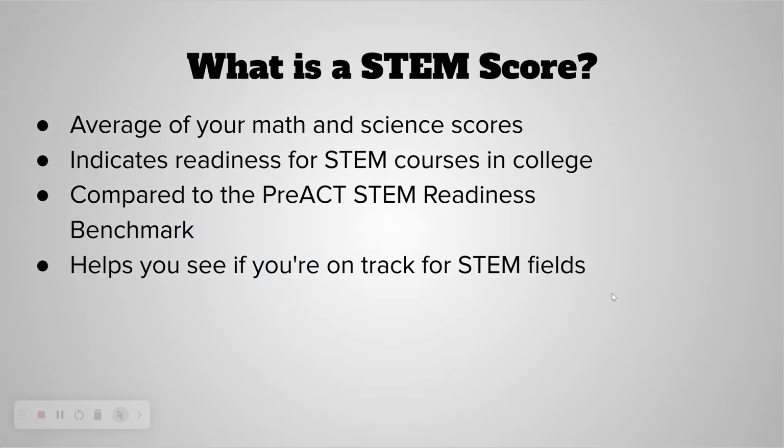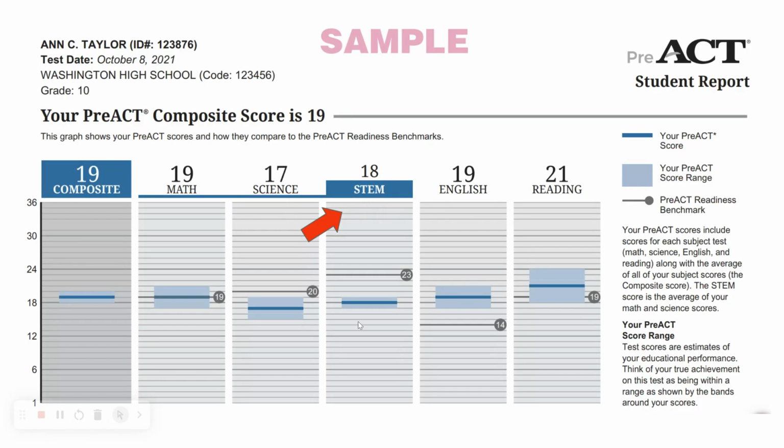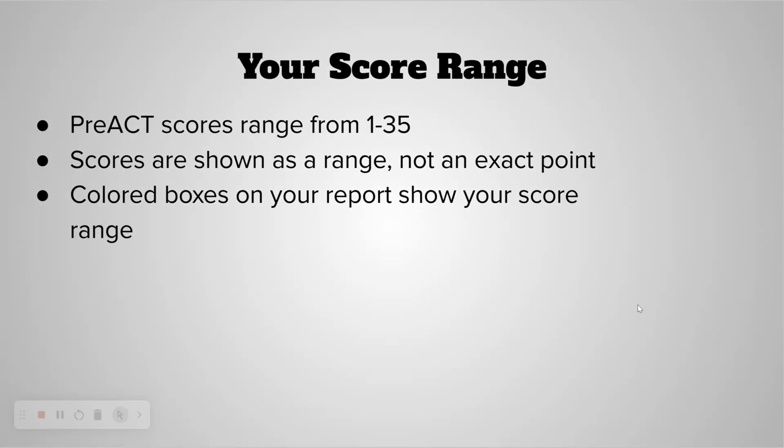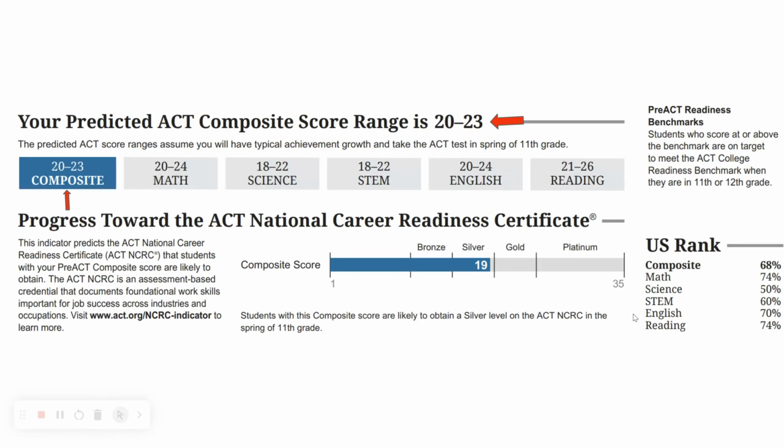You also see a STEM score, in the middle of that report. That's an average of your math and science scores. It indicates a readiness for STEM courses in college. Right there in that middle column is your STEM score, so that's your math and science together, an average of that. And again, this is a pre-ACT, so the score range for a pre-ACT is a 1 to 35. And that score range that you have is in those colored boxes on your report.